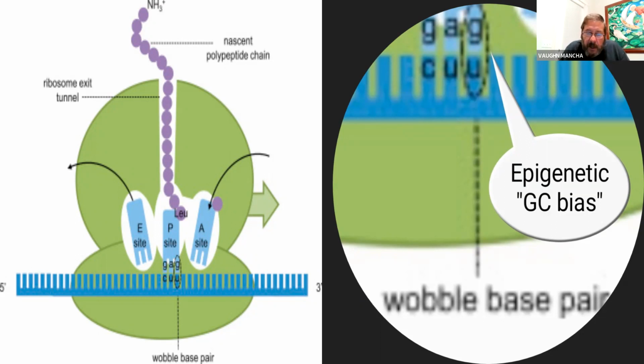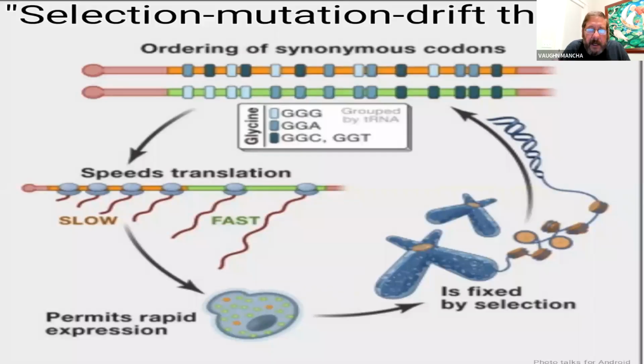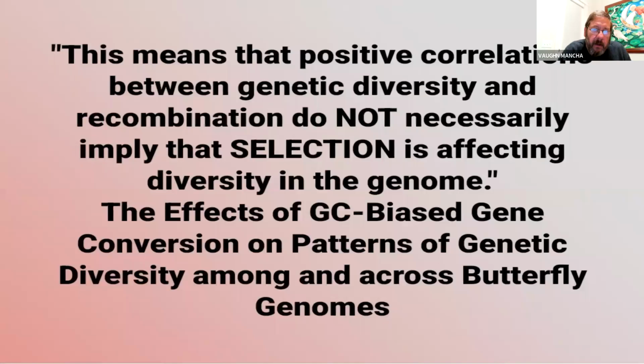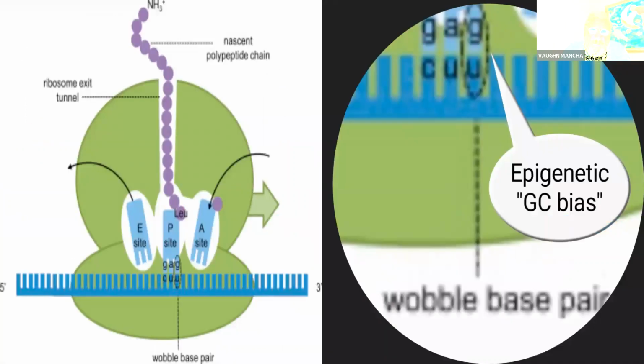So instead of this mechanism that says that the slow and fast translation is causing natural selection, we have this mechanism, which is a cellular mechanism, a cellular teleological mechanism that is built to do this. And then we have this mechanism, which is the same without natural selection. In fact, they say that the third codon position, or the wobble position, is immune to natural selection, basically.